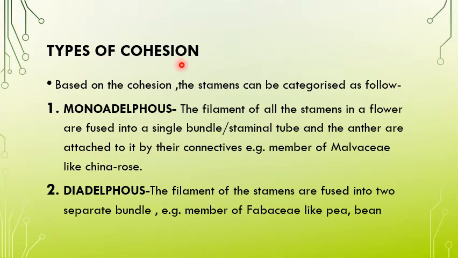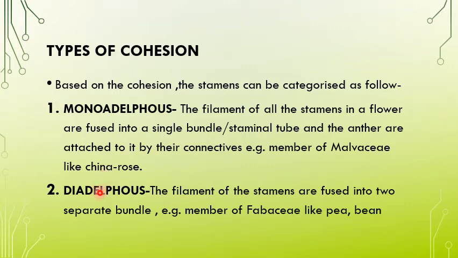Types of cohesion: when the stamens are fused. Based on cohesion, the stamens can be categorized. Number one is monadelphous, meaning one. The filaments of all the stamens in the flower are fused into a single bundle, that is the staminal tube, and anthers are attached to it by their connectives. The example is a member of the Malvaceae family, that is China rose, hibiscus.